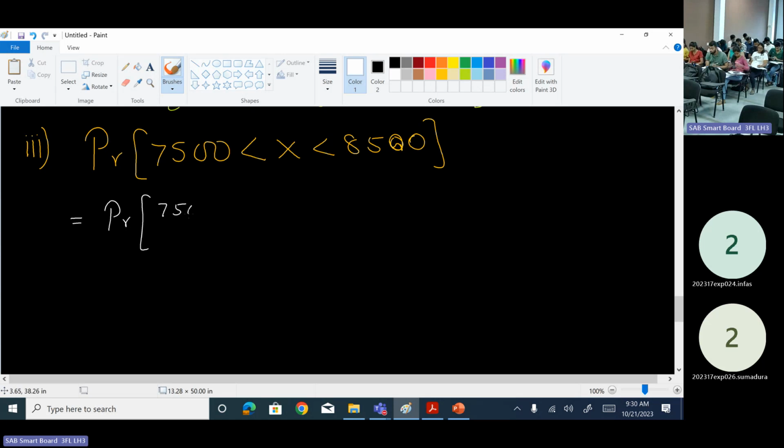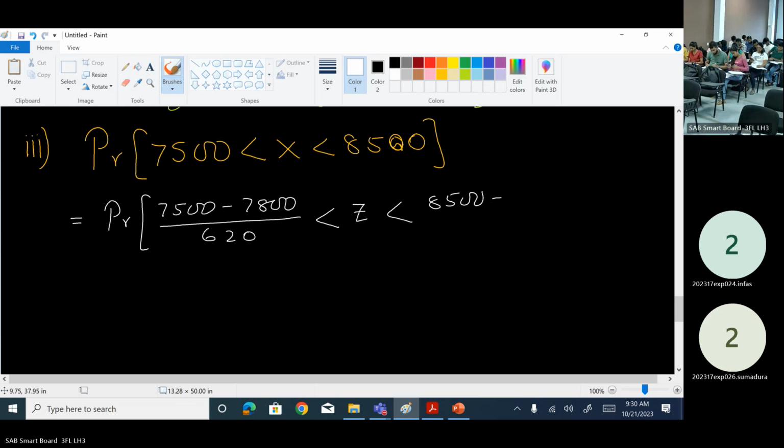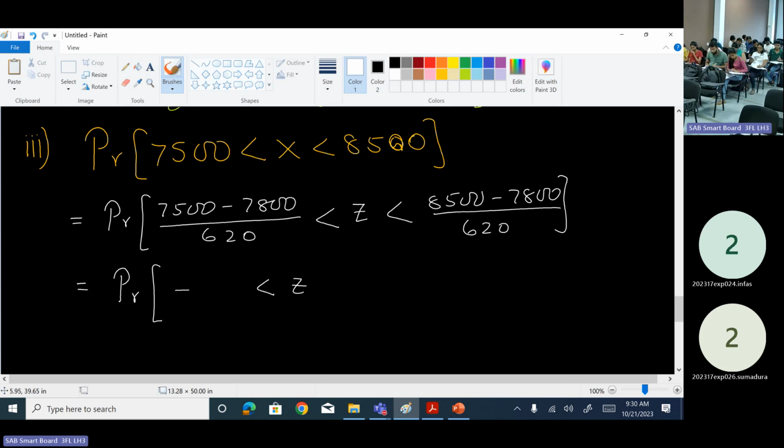Probability. 7,500 subtract 7,800, over 620. X goes to Z. 7,800 over 620. Probability. Here you will get a negative value. Then here you will get a positive value.